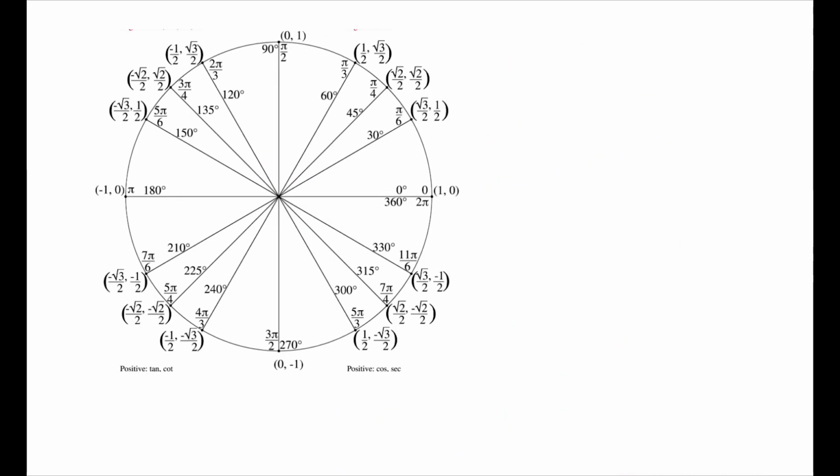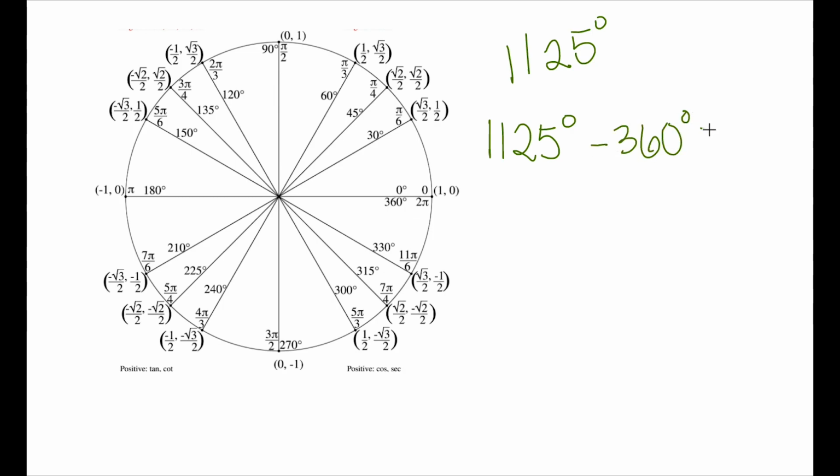Okay, so let's look at another example. Let's say you were given 1125 degrees. So let's subtract 360 and see what happens. That results in 765 degrees. But this is still larger than 360. So let's subtract 360 again.